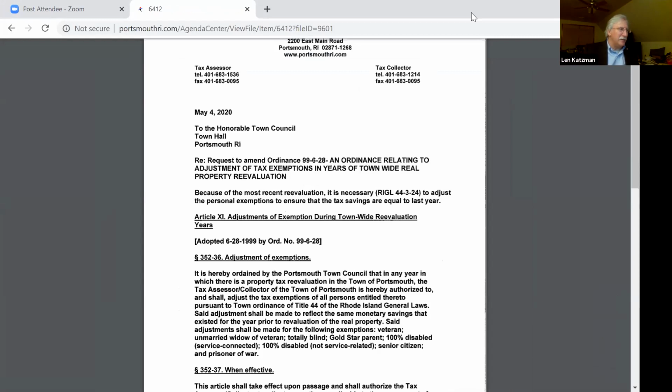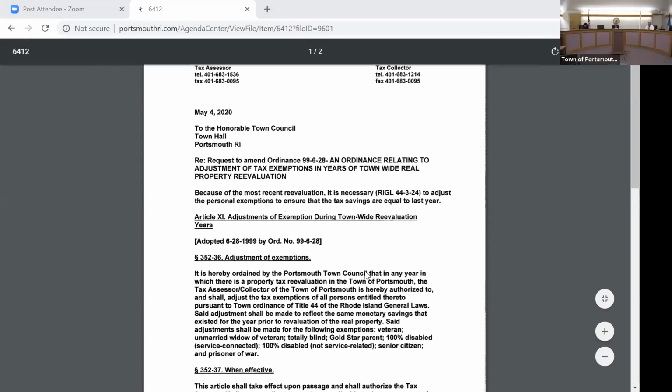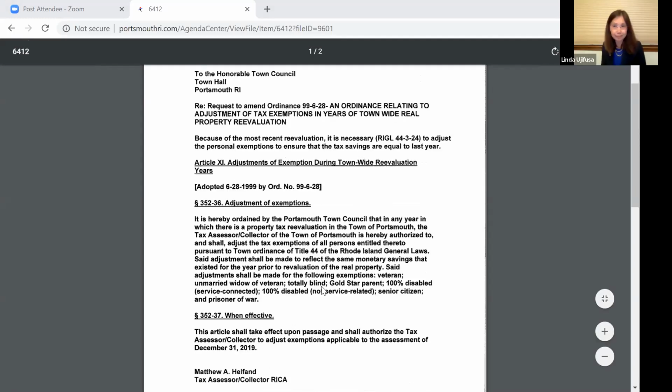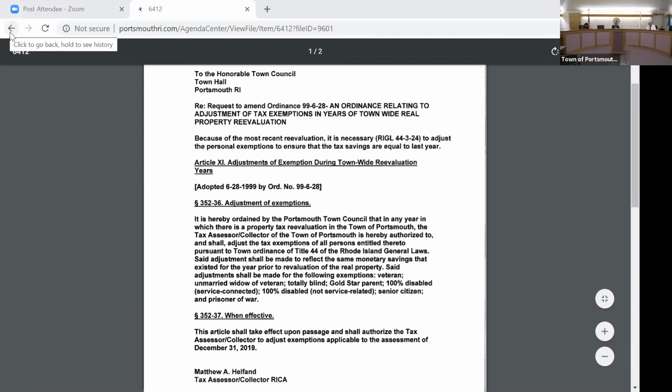Mr. President, I will make a motion that we approve the proposed amendment as presented. Second, Keith Hamilton. All those in favor? Ms. Jukusa? Aye. Ms. Abbott? Aye. Mr. Hamilton? Aye. Katzman? Aye. Mr. Kelly? Aye. Dr. Ryan? Aye. Mr. Aguirre? Aye. Motion passes 7-0.